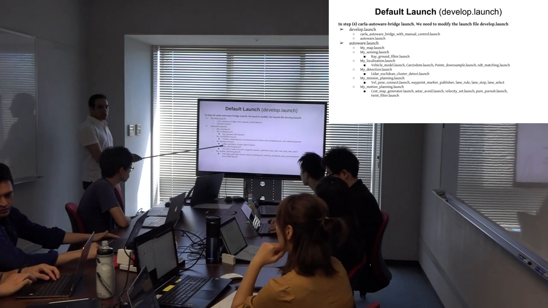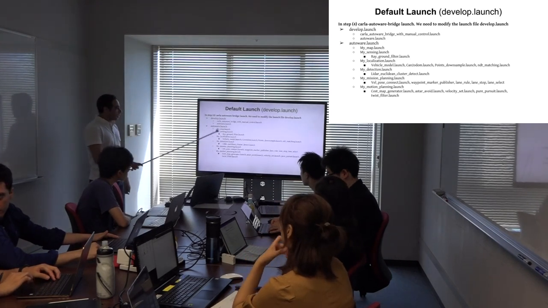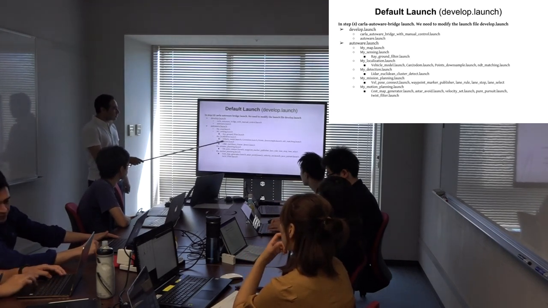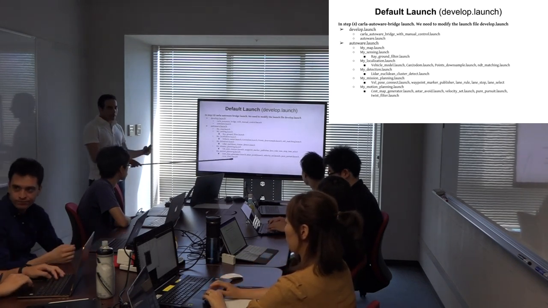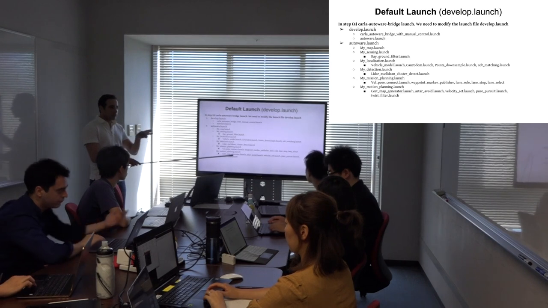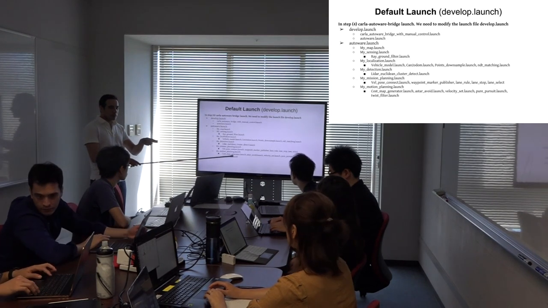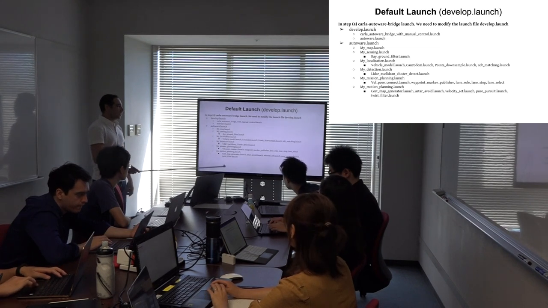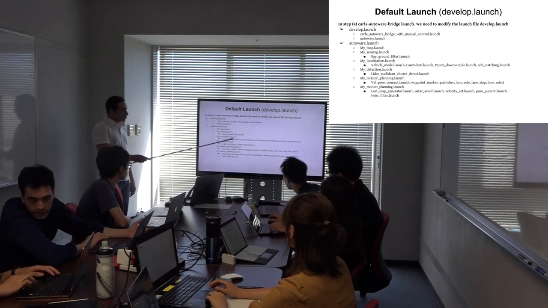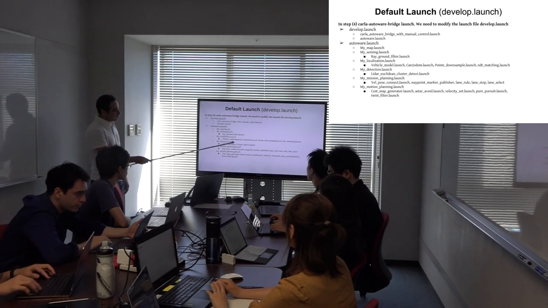Next is localization. We need to find the position. This runs the vehicle model. The vehicle model is the object which draws the vehicle on RViz, but unfortunately it doesn't load it, can't find the path. I don't know why, but it's not that important.